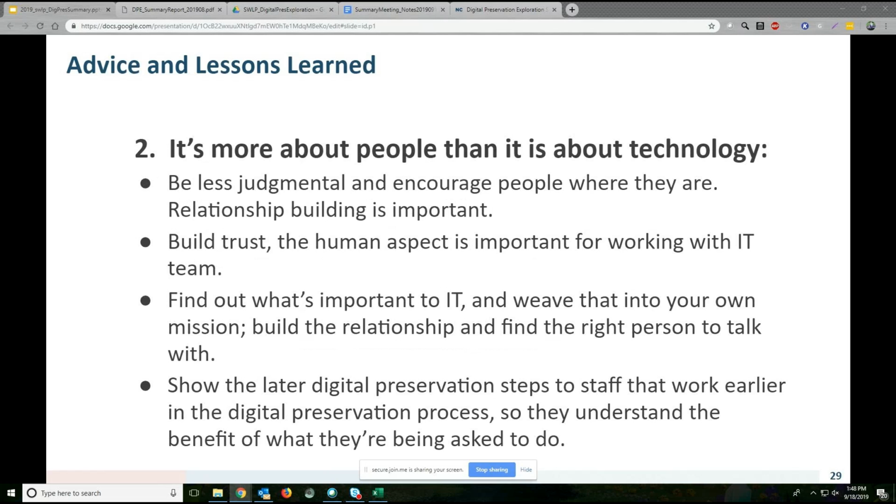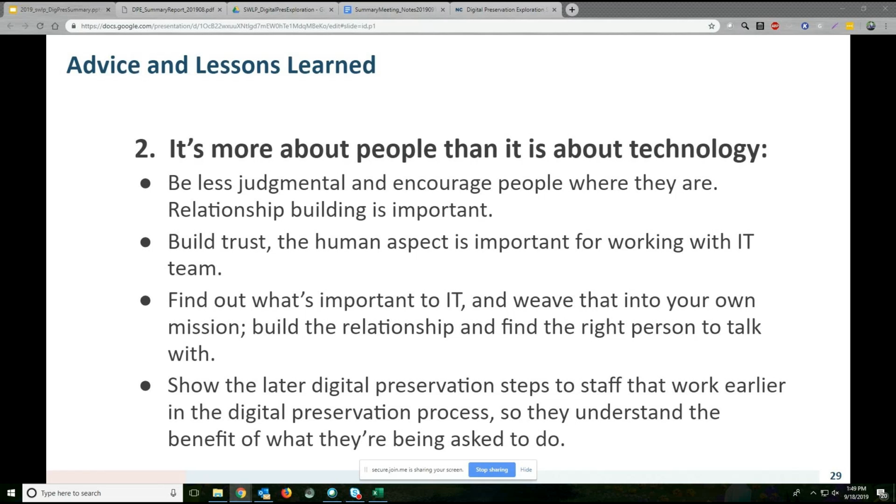Another is that it's actually more about people than it is about technology. That was, again, a theme that came up a lot in all of the meetings, an interest in talking more about managing the people side of things, as opposed to talking about the different tools people are using or the different software people are having to deal with. Some of the advice associated with that is a general thing of being less judgmental and encouraging people where they are, and to rebuild those relationships, which can help in the long run with whatever program you're doing.